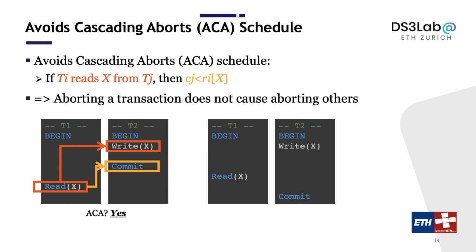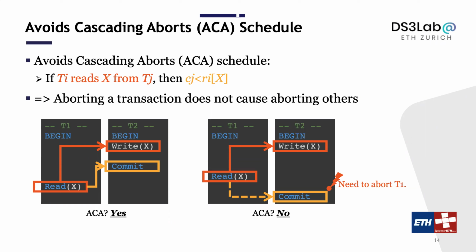Now let's look at one schedule that's not in ACA to see what could be the potential problem. What if it's the other way around? You have T1 read from T2, and then you have T2 commit after T1's read. That's precisely the thing that violates our condition. In this case, what could happen? Let's imagine the system crashes right before T2 commits.